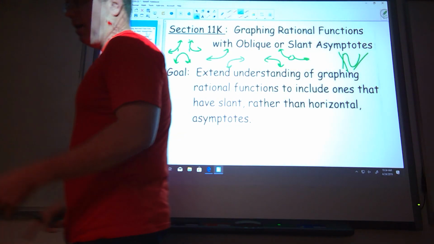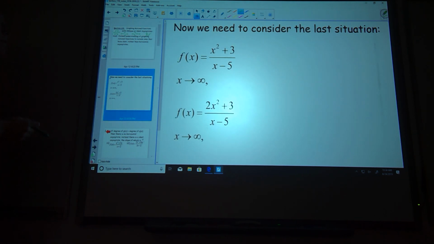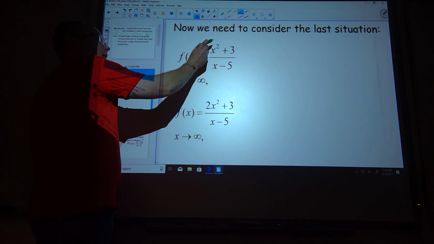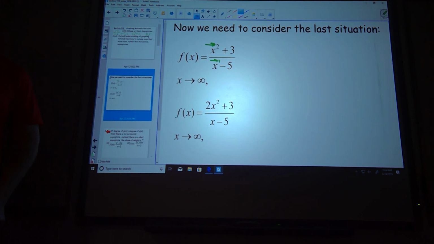All right, so we have dealt with vertical asymptotes, horizontal asymptotes. Diagonal asymptote. Today is the diagonal, which is called the oblique, or the end behavior. All right, so we need to consider the last situation, okay? So, remember when we have the top larger than the bottom, we don't have a horizontal asymptote, okay? But you have an end behavior asymptote, so you have to think about this.